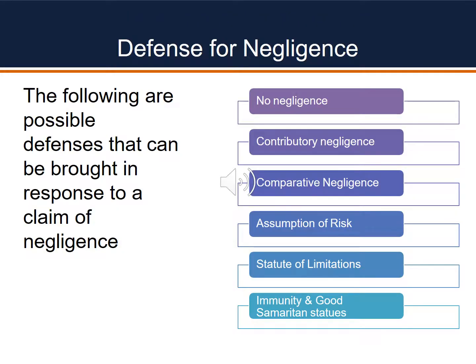There are potentially 6 ways that we can defend against negligence. We're going to spend time over the next several slides going through each of these individually. First, there can be no negligence. There can be contributory negligence, comparative negligence. There might have been an assumption of risk. Maybe the statute of limitations has run out, or maybe there was immunity and Good Samaritan statutes. We'll talk about those coming up.